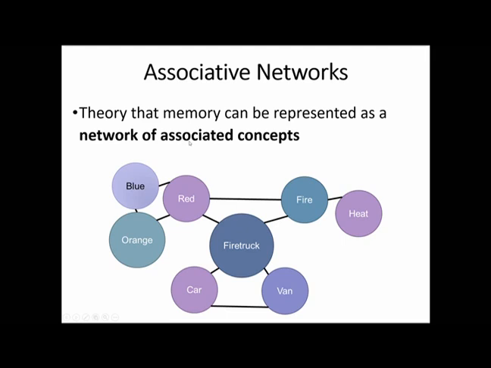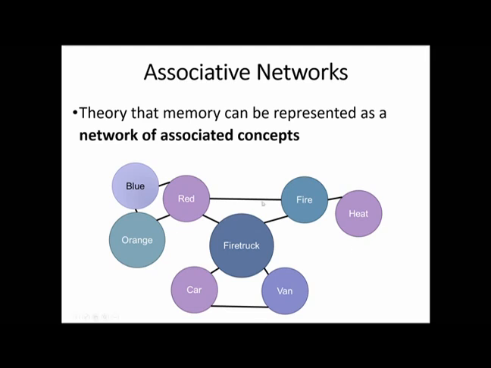The first theory is going to talk about associative networks. This theory says that memory can be represented as a network of associated concepts. So you have a mental concept map. Here we have a very small 2-dimensional representation of a bunch of concepts that we could think about.